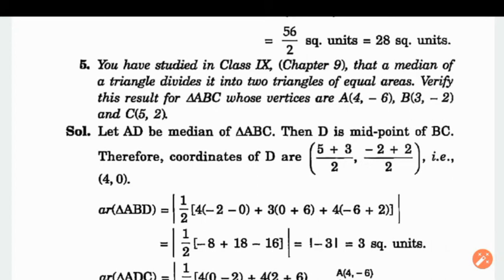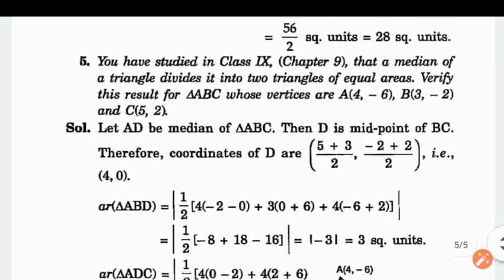In this sum, what we have, that you have studied in class 9 already, chapter 9, is that a median of a triangle divides it into two triangles of equal area. I think you all know this, the two triangles are congruent, right? Their areas are equal. And what do you mean by a median? A line joining any vertex to the midpoint of the opposite side, right?